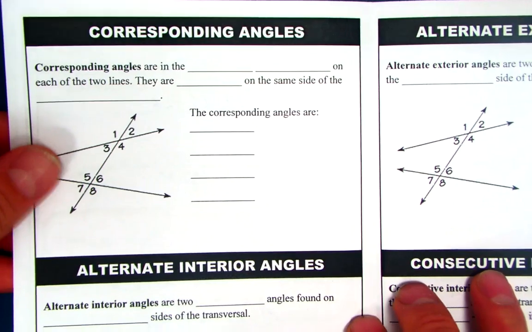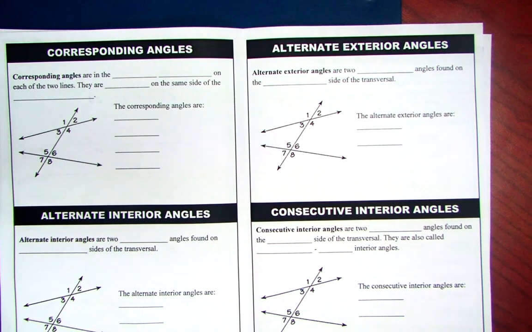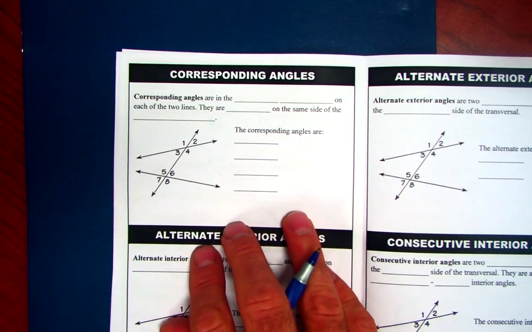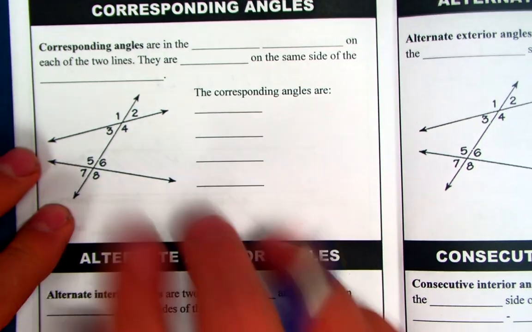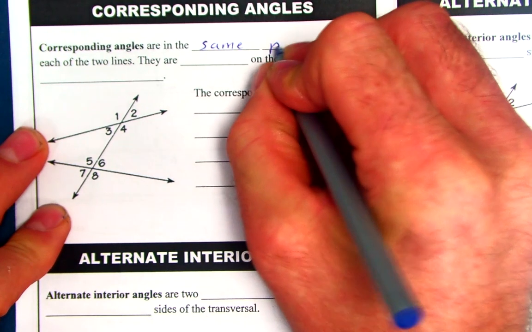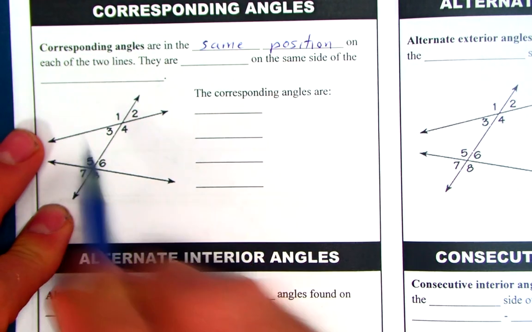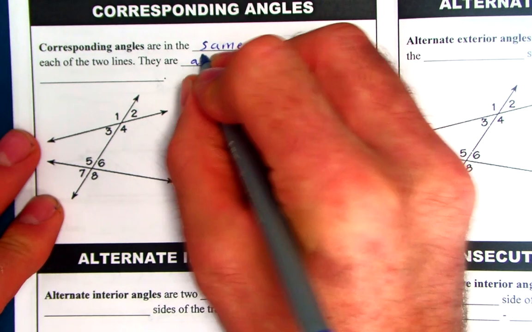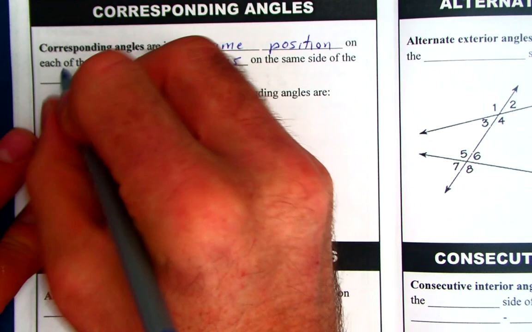Okay, so in these next two pages, we have the 4 types of angles that are formed when a transversal cuts across two lines. And so this first type are what are called corresponding angles. And that just means, if they're corresponding, that just means they're in the same position, on each of the two lines. And corresponding angles are always going to be on the same side of the transversal.